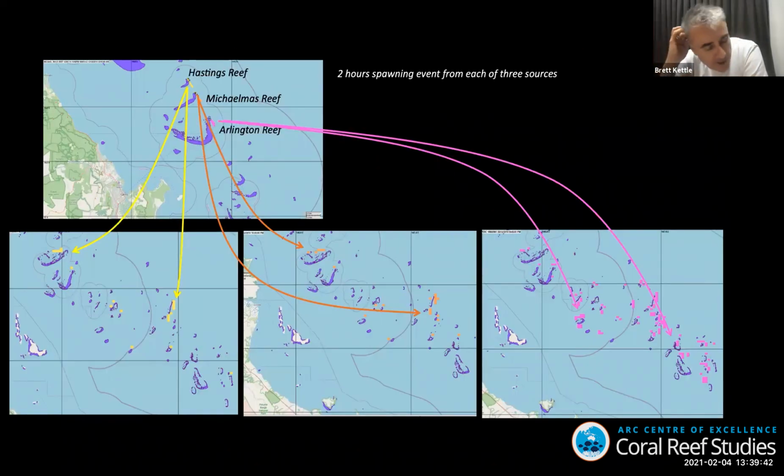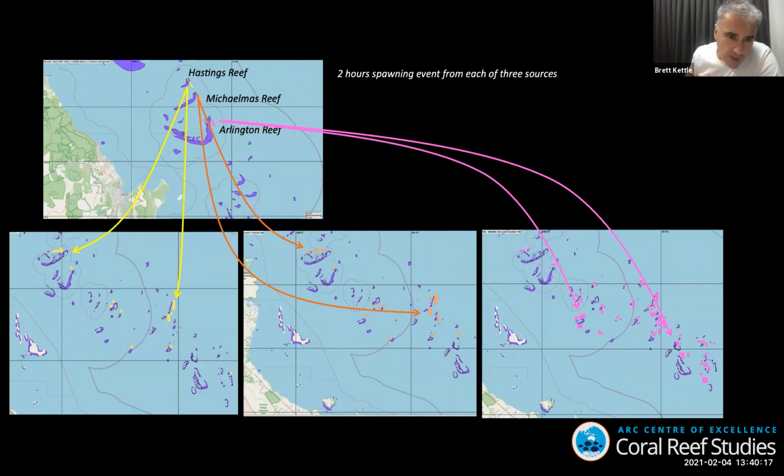And for example, they've recently run fine-scale 3D hydrodynamic models of particles tracked from, for example, this little box up there, between Hastings and Michaelmas and Arlington Reef. In this case, the same model's been run with source points in each of those. And in each case here, we're talking about a 2-hour spawning event, based on what we know of the starfish ecology and when they spawn and where they spawn in the water column, etc.